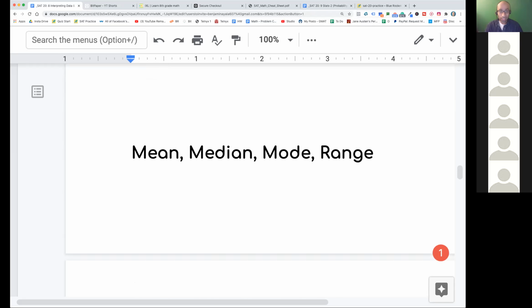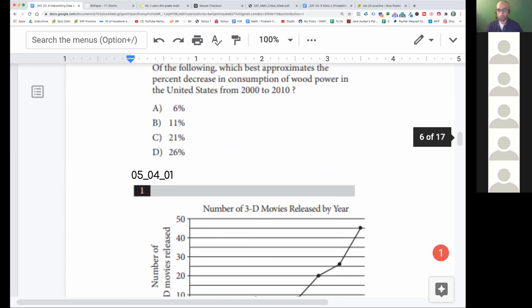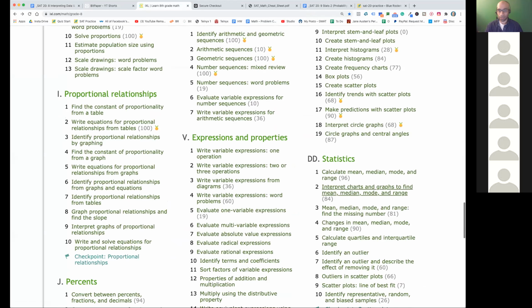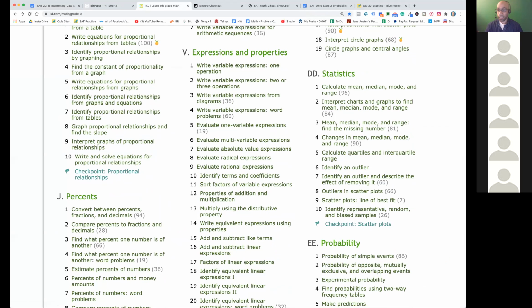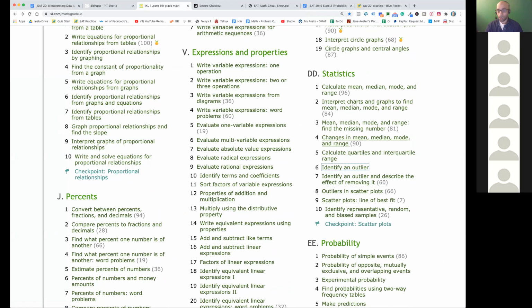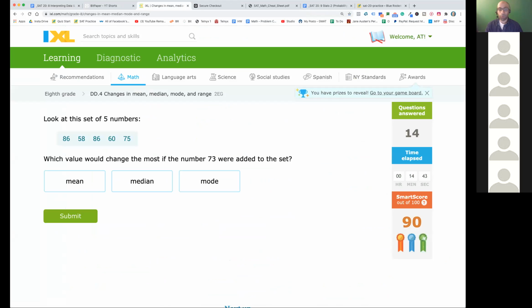I'm going to send you this list of problems, right? Work on them. There are quite a few problems that you might want to do. There's also the drills, which are these IXL exercises. If you have difficulty identifying an outlier, they also have changes in the mean, median, range right over here. So it's all over here. Just practice it, and that's for sure.